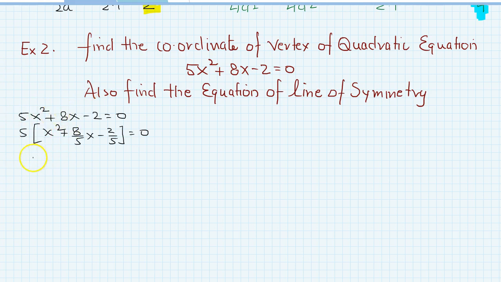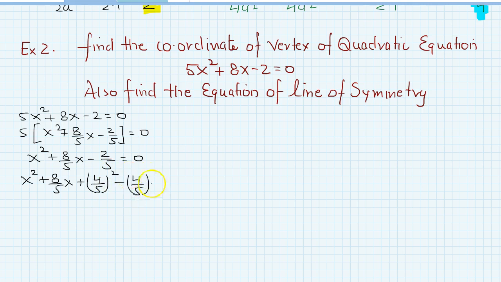So what we have here is x square plus 8 over 5x minus 2 over 5 is equal to 0. So x square plus 8 over 5x. Now the half of this is 4 over 5. So plus (4 over 5) square minus (4 over 5) square minus 2 over 5 is equal to 0.